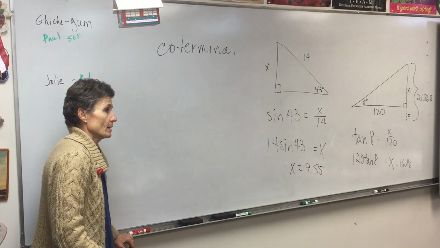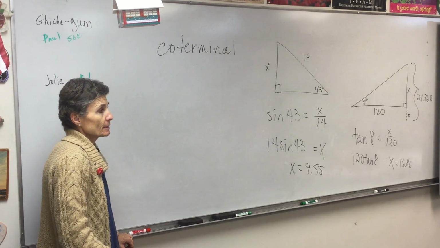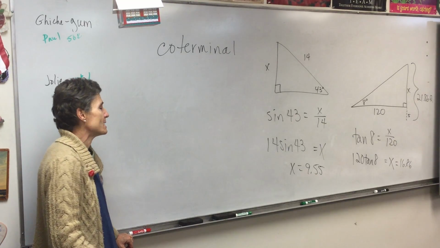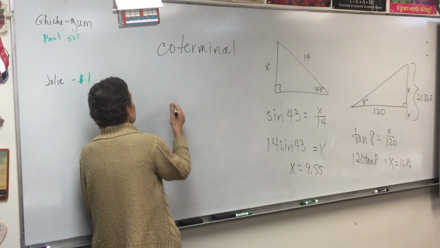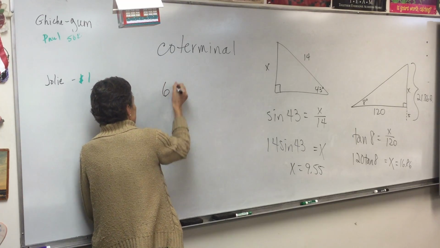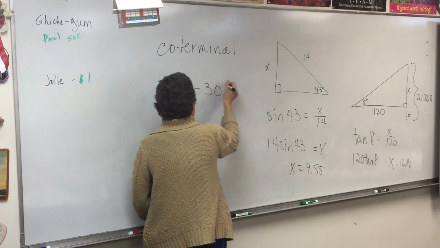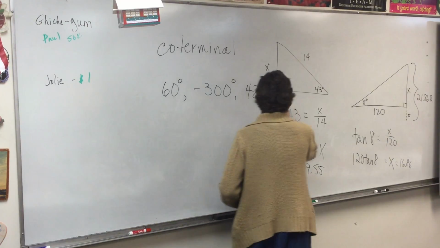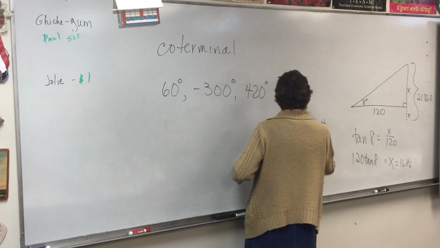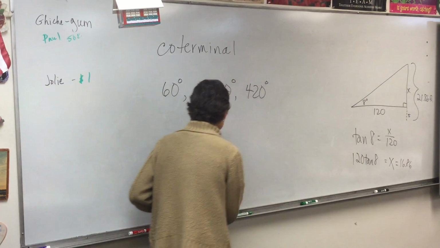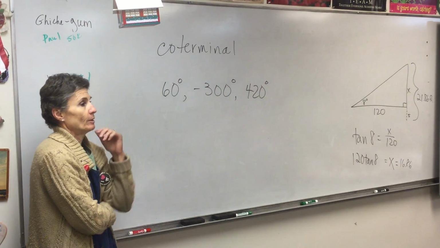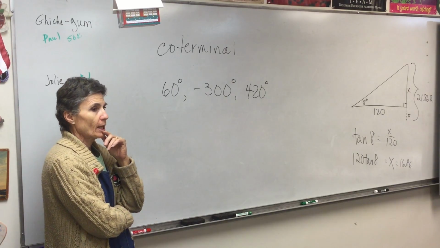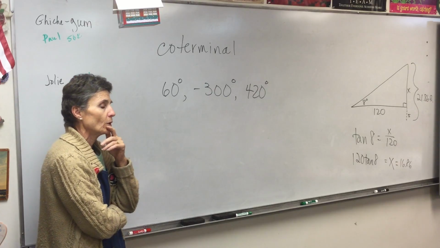Coterminal angles. I'll give you a couple examples, and you see if you can come up with the definition or the meaning of coterminal. Some angles that are coterminal would be 60 degrees, negative 300 degrees, 420 degrees. Those are 3 angles coterminal with each other. Think about what those 3 angles look like, and what do you think the word coterminal means?